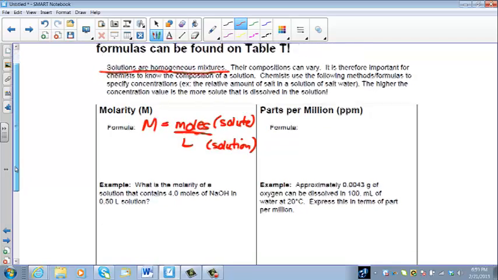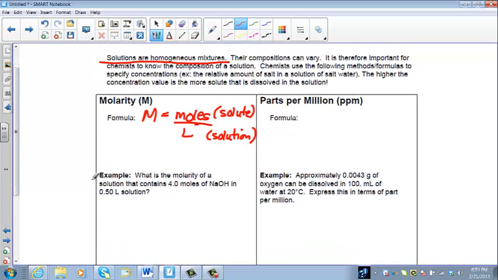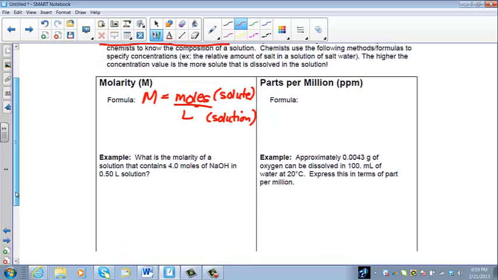So, in the first one, what is the molarity of a solution that contains 4 moles of NaOH in 0.5 liters? So we wrote our formula, okay? So, it says what is molarity? We don't know big M. We know that our moles are 4 moles. And we know that we have liters, 0.5 liters.